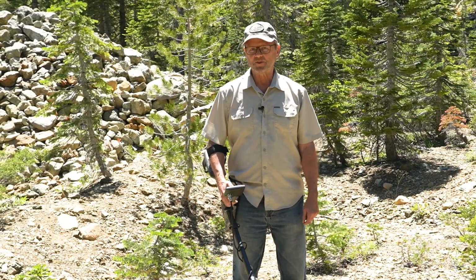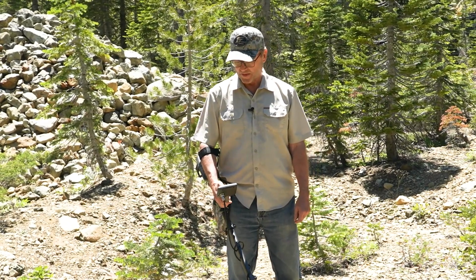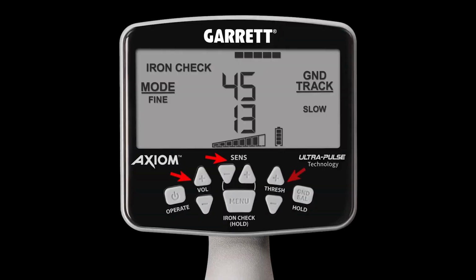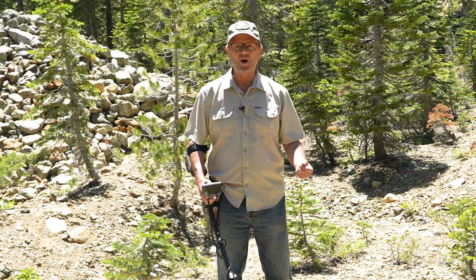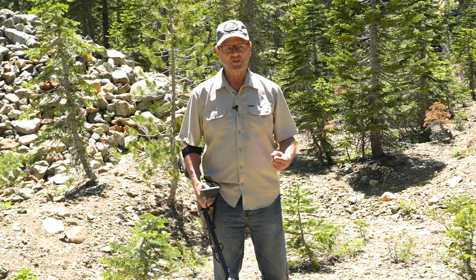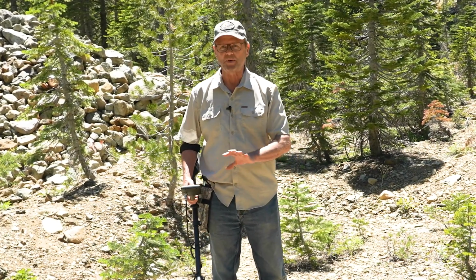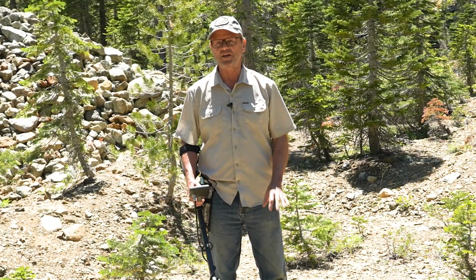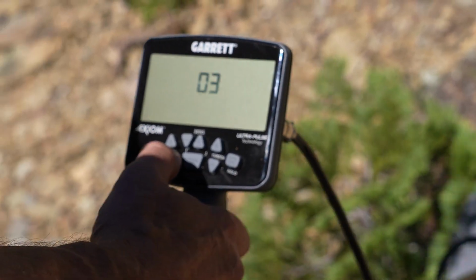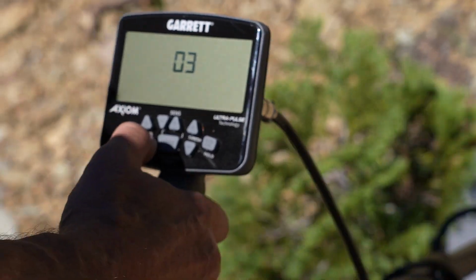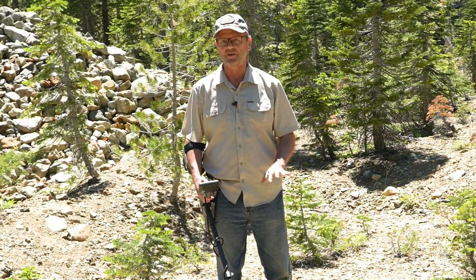Okay, I've got a few tips for you here on your direct controls. We've got the volume, sensitivity, and the threshold from the keypad. The volume control, I think, is very important for dealing with large target signals. So I actually like to find a can or a big spike, something that's going to make the loudest sound possible, and then set the volume control downwards a little to where that's comfortable and not going to be too loud when I get over something large.